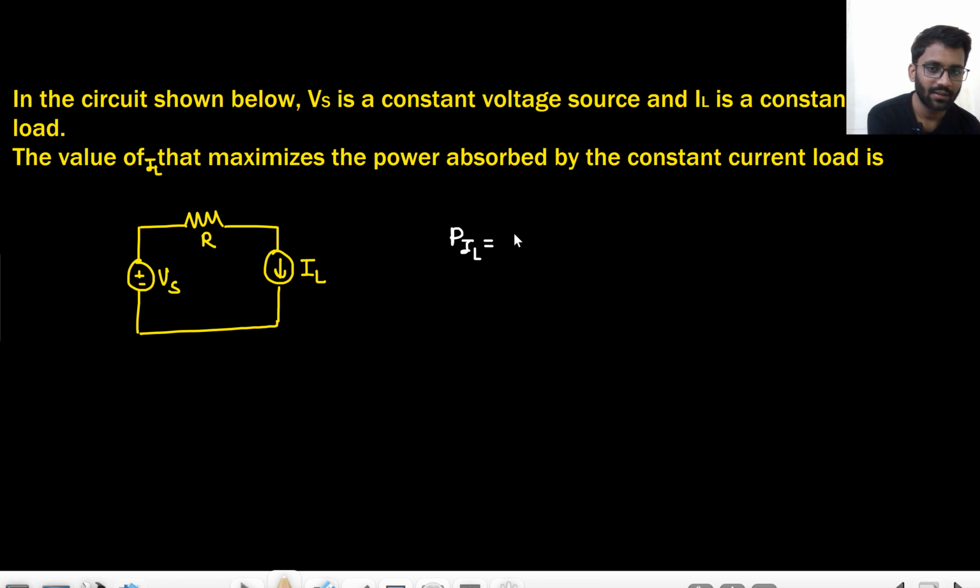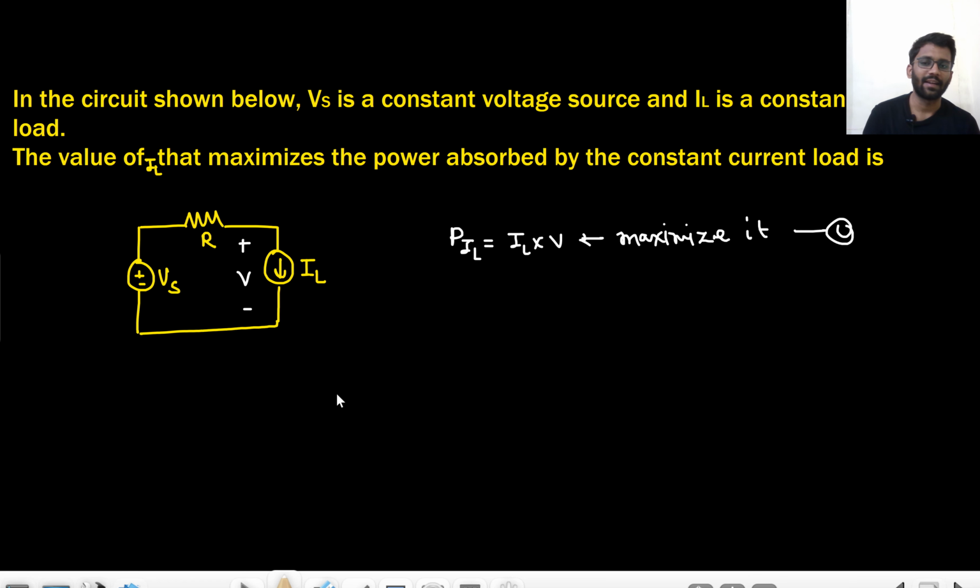The current and the voltage across it. We don't know the voltage, we have to assume it. It will be V. We have to maximize it. Now, V we have assumed, right? So now we have to find V in terms of Vs, R and IL so that we can replace it here and then we can simply differentiate it. So I will find V in terms of Vs, R and IL.